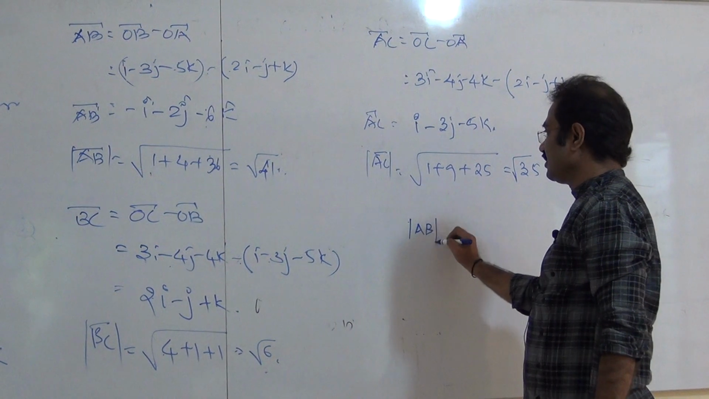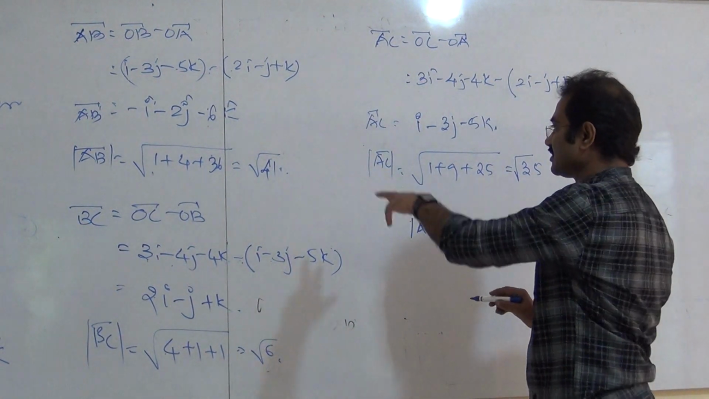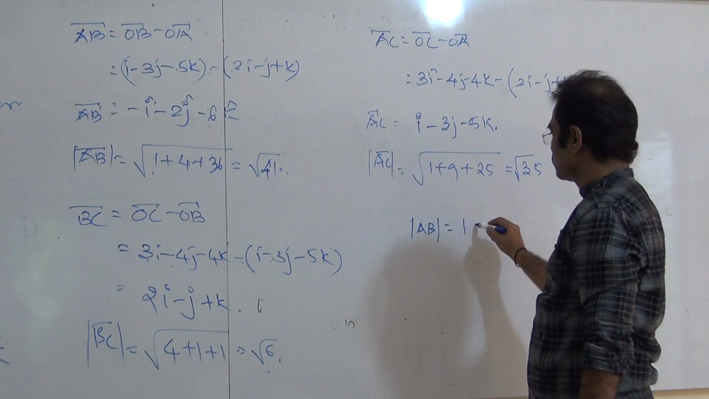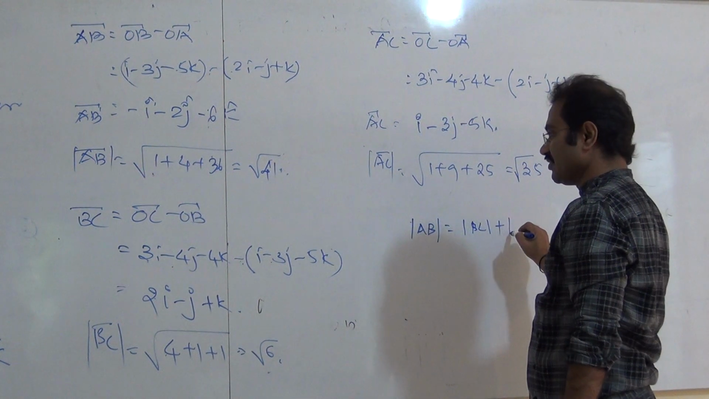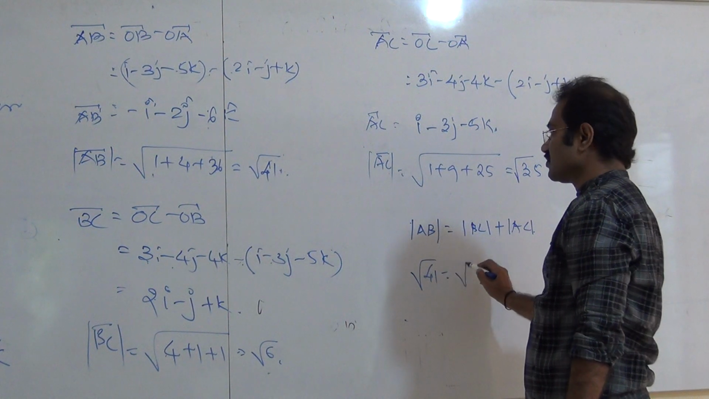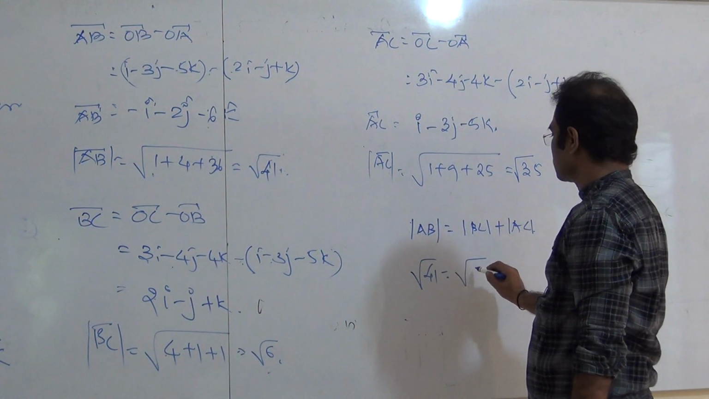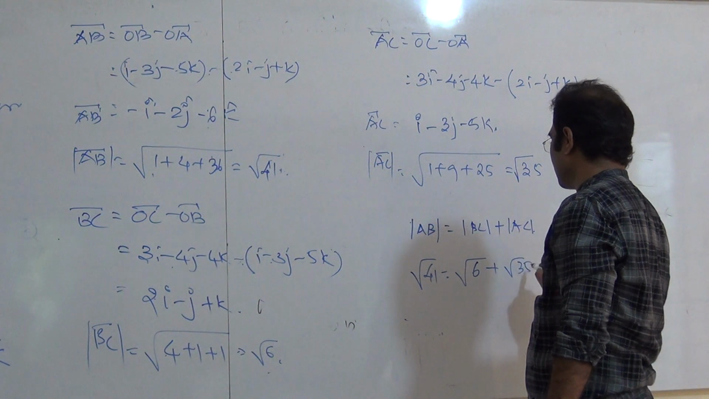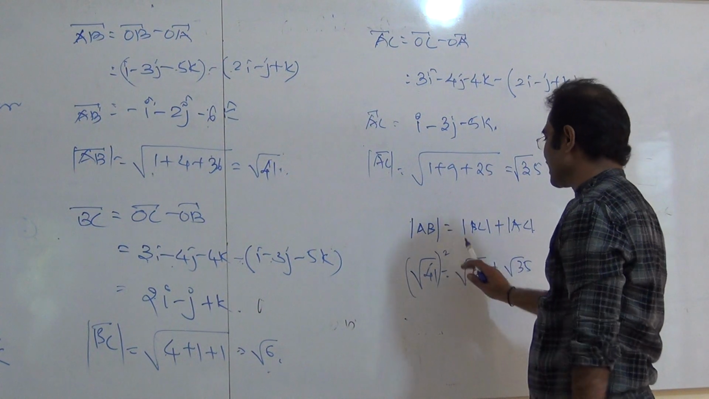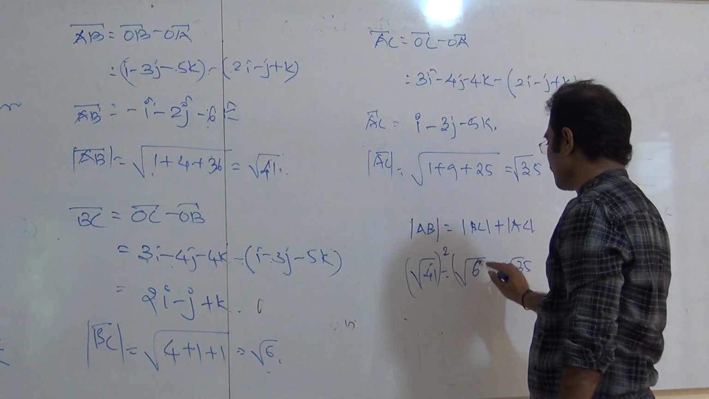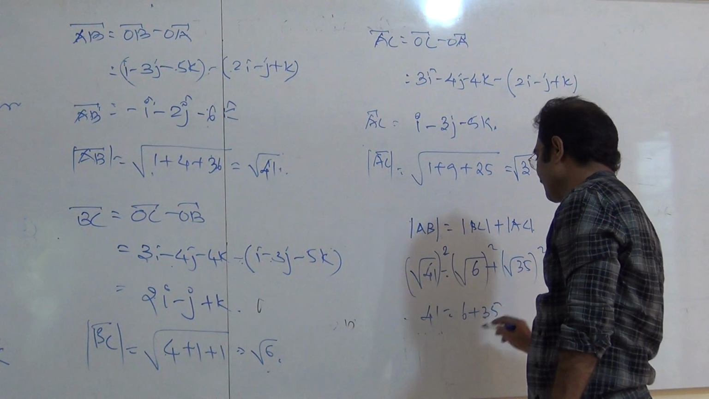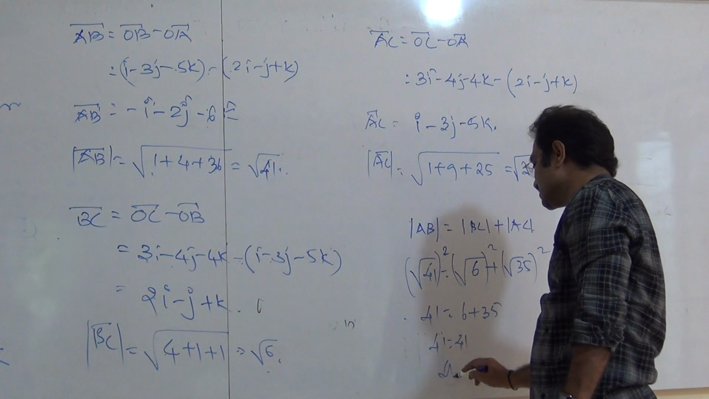Magnitude of AB is equal to magnitude of BC plus magnitude of AC. It is equal to root of 41. It is equal to root of 6 plus root of 35. You can find the square of this magnitude. Root of 41 squared is equal to the square of this and the square of this. That is 41 is equal to 6 plus 35. Therefore 41 is equal to 41. LHS equals RHS.